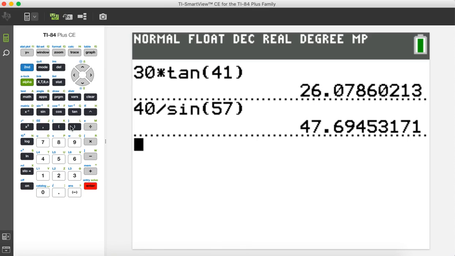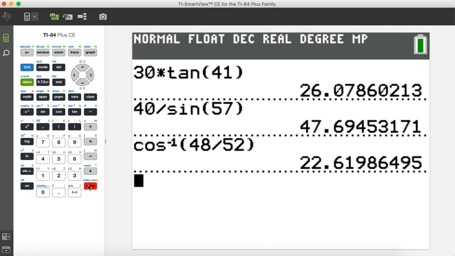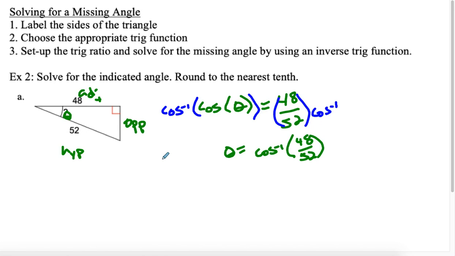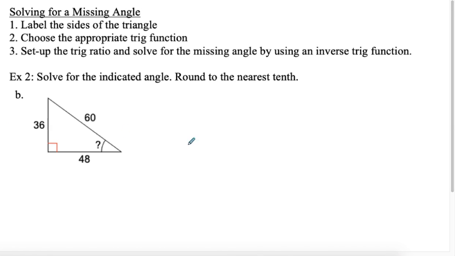So to get inverse cosine, I'm just going to hit second cosine, and then 48 divided by 52. So the measure of that angle in degrees would be 22.6 if we round to the nearest tenth. So theta equals 22.6 degrees. Okay, we could easily change our calculator to radian mode and it would give me this same angle in radians. All right, let's do one more example here.